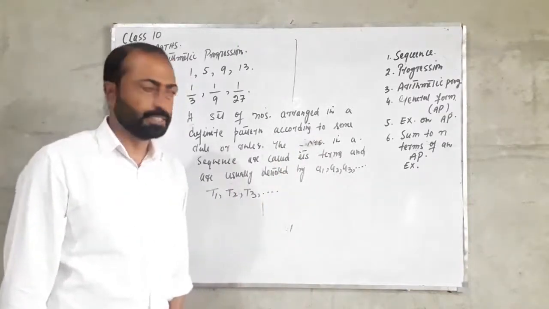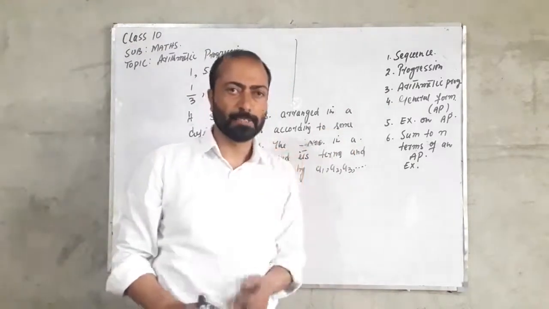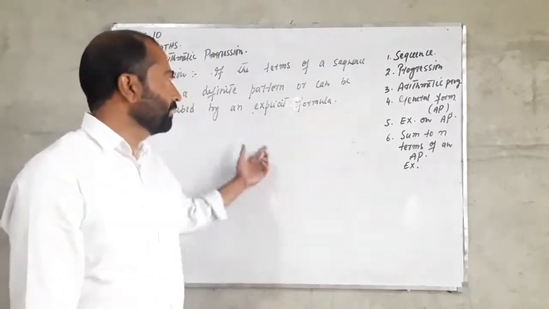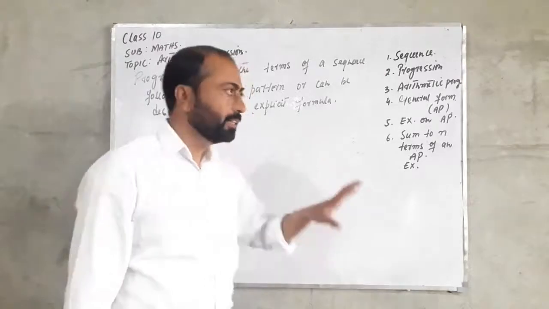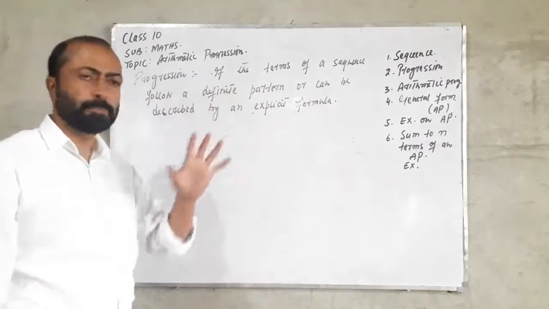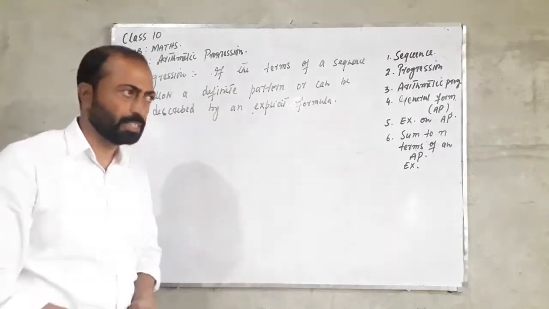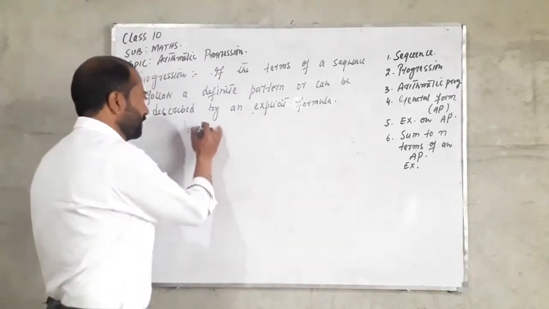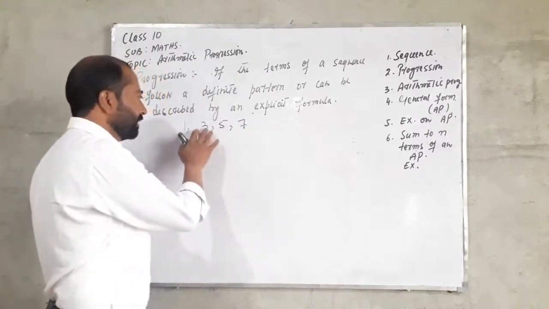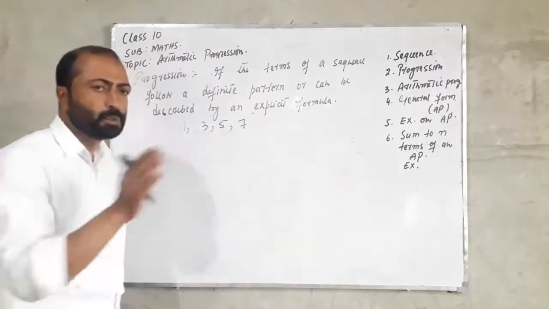It is like this. Now let's have a look on this progression. What is this progression? Now let's have a look on the definition of this progression. Simply we can define a progression like this: if the terms of a sequence follow a definite pattern or can be described by an explicit formula, it is a progression. For example, 1, 3, 5, 7. Look here, you can get any term of this sequence by adding 2 to the preceding term.